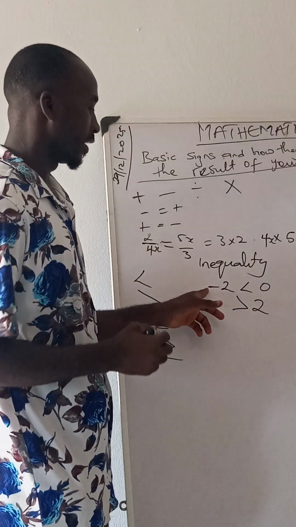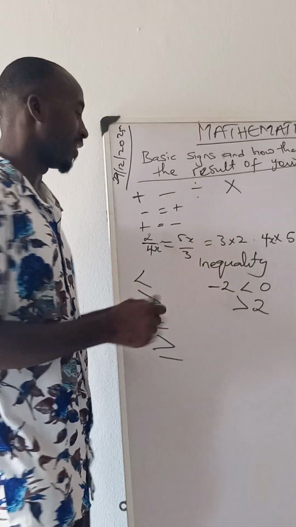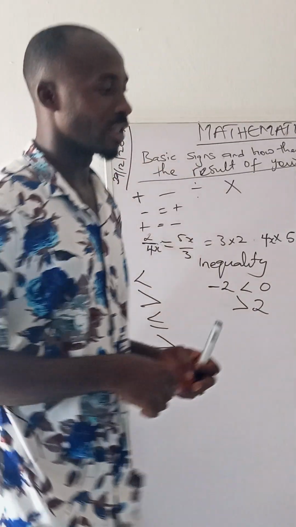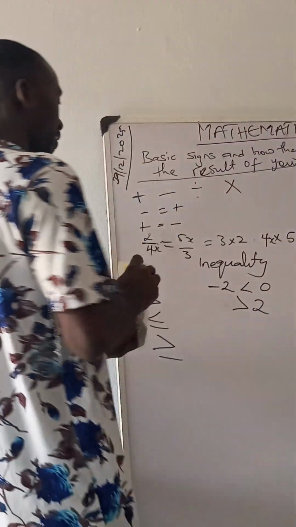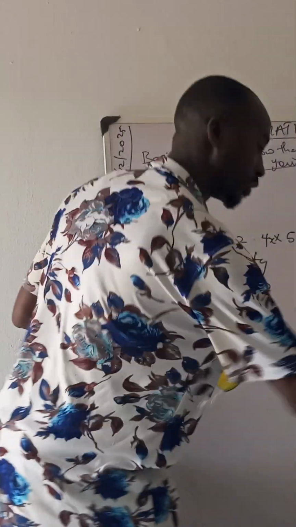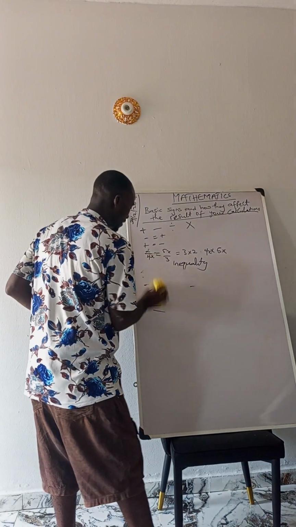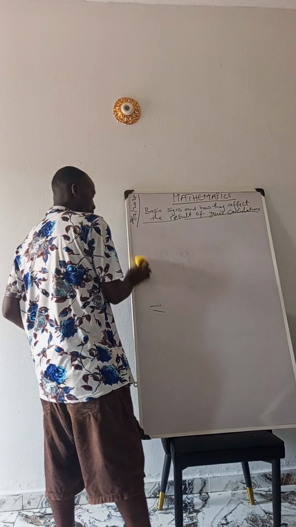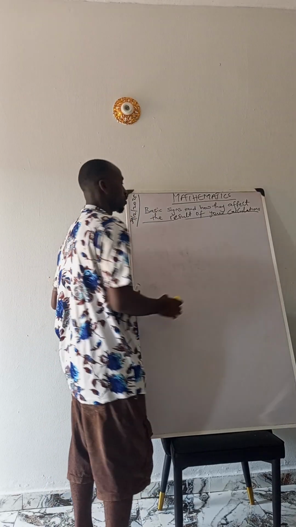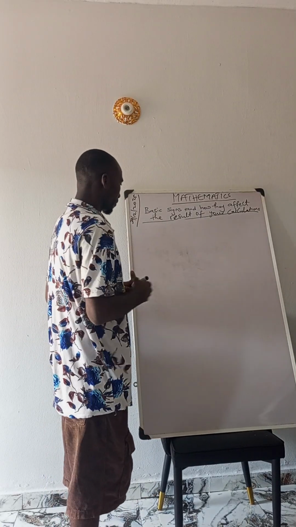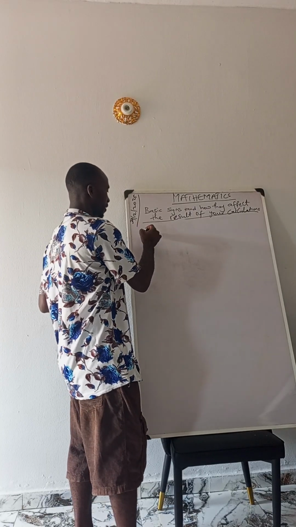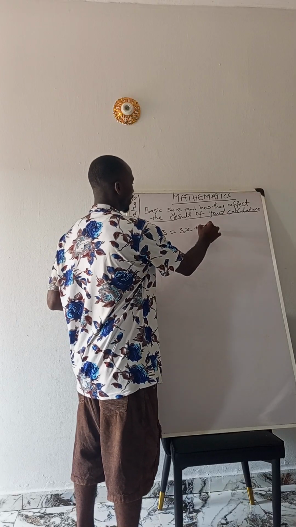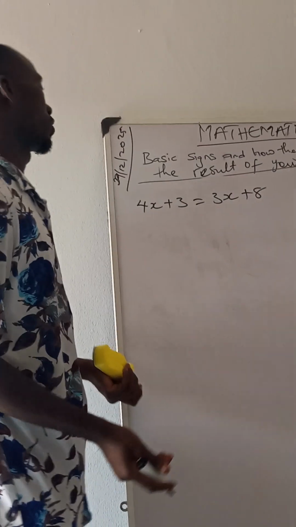The negative sign crosses this sign to change to positive, and it must change the inequality sign. We'll get to inequality in a bit, but I just want us to understand these signs. These signs are one of the things that enable us to get correctly the questions we are solving. If we are given an equation, let's say 4x plus 3 equal to 3x plus 8. This is a simple equation.